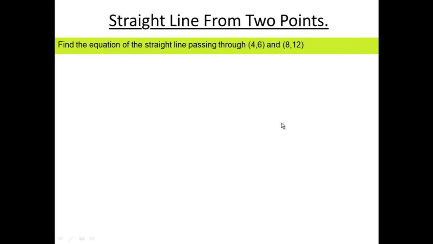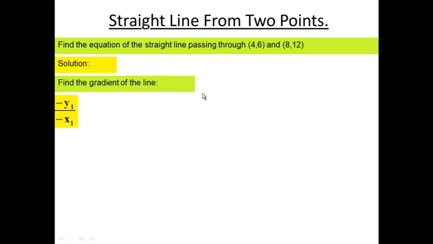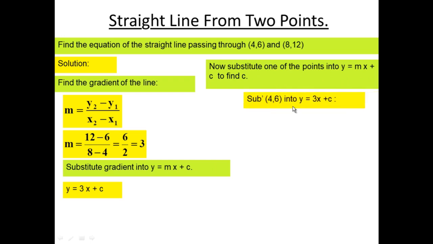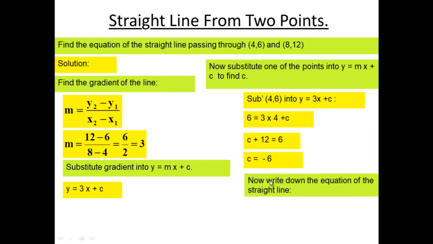How about straight line from 2 points? It is the first step. For the first step, we determine the gradient. After that, we determine the value of c. After we get gradient and c, substitute into formula y equals mx plus c. So the answer is y equals 3x minus 6.